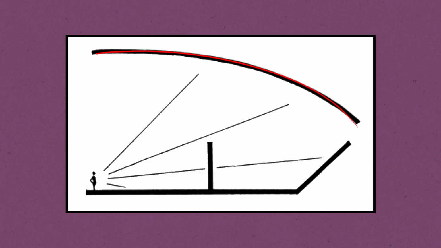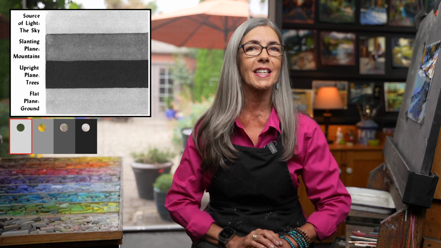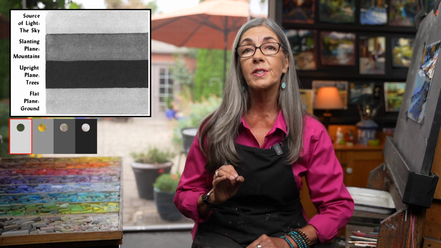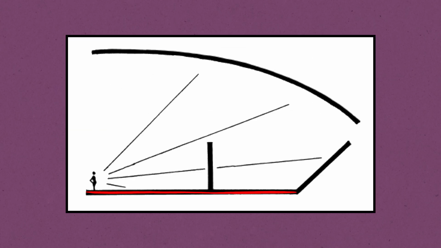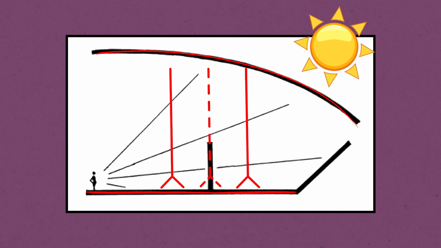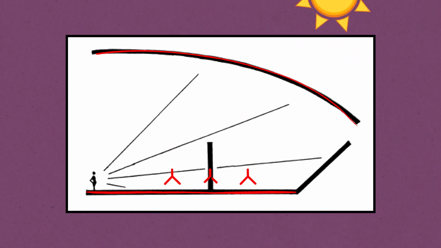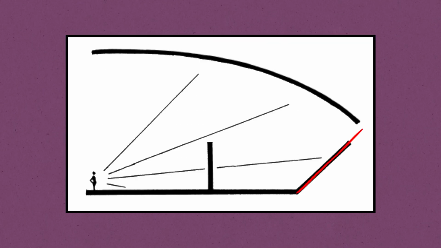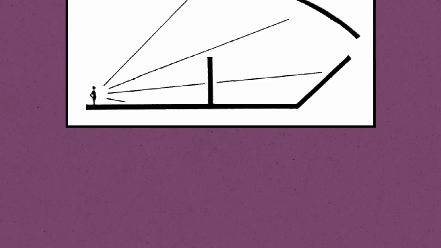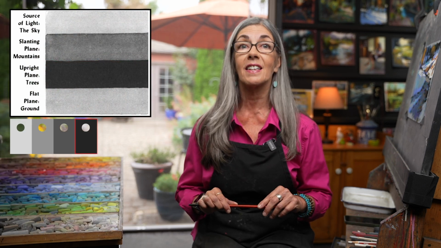The sky is our source of light, so it's usually, almost always, the lightest value in the landscape. Whether it's a bright blue day or a moody gray sky, it's still the top dog in terms of light. Next up is the ground plane, which receives light from the sky but isn't the source of the light itself, so it's slightly darker. Then we have the slanting planes. And finally, the uprights, like trees, which get the least light and are typically the darkest.